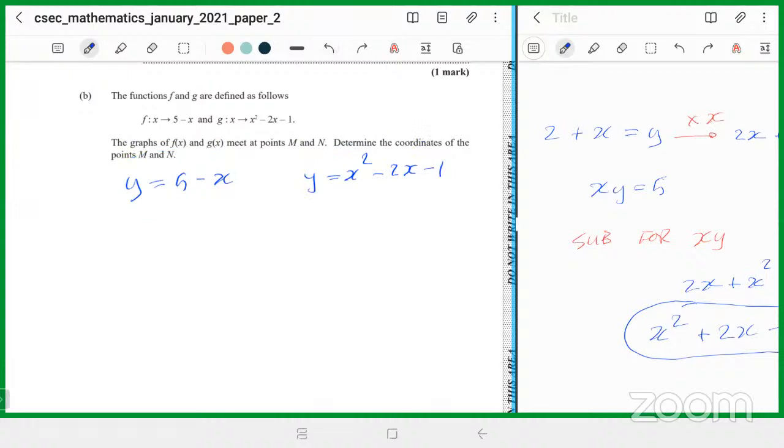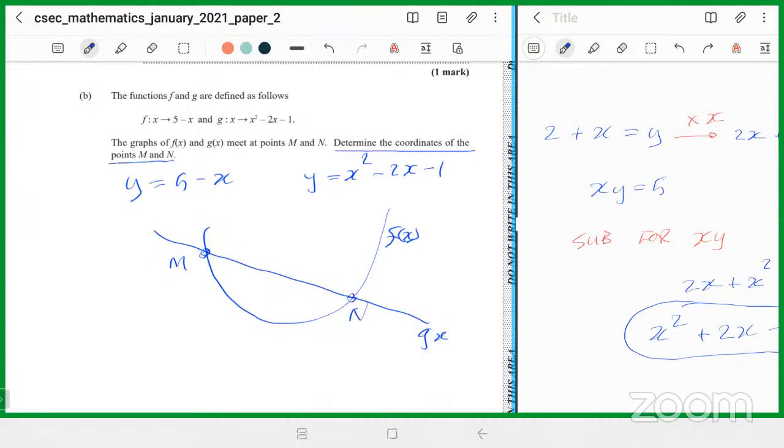And the question said the graph of f of x and g of x meet at the points m and n. I mean, that's where they intersect each other. So this will be a quadratic graph, shaped like this, and call it f of x on the graph. This will be a line going like this, and they call it g of x. They meet each other at m and n. So the question says determine the coordinates of m and n. So you have to solve them simultaneously.